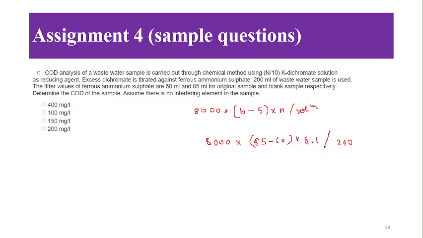Okay, so 40 into 25 into 0.1, so this is 1000 into 0.1. So this is 100. So 100 milligrams per liter comes out. So the correct option here is 100 milligrams per liter.